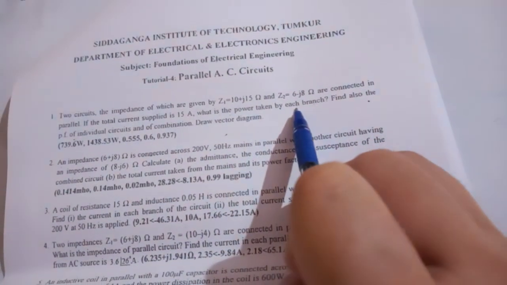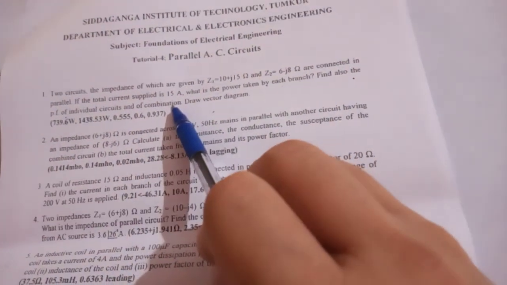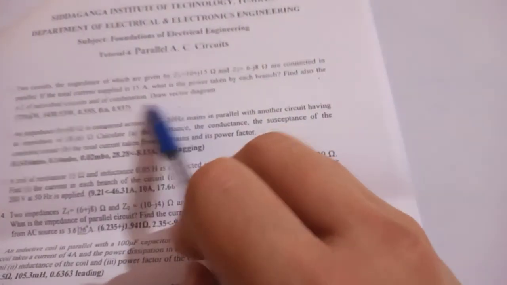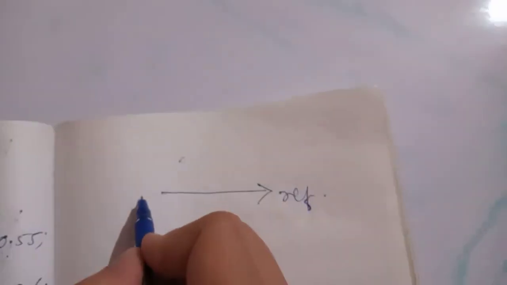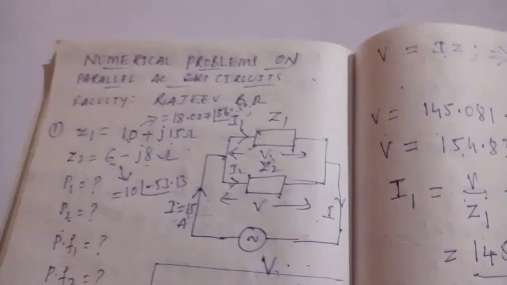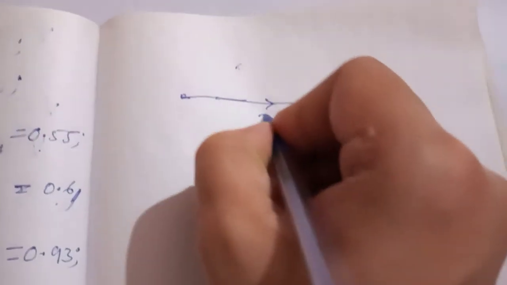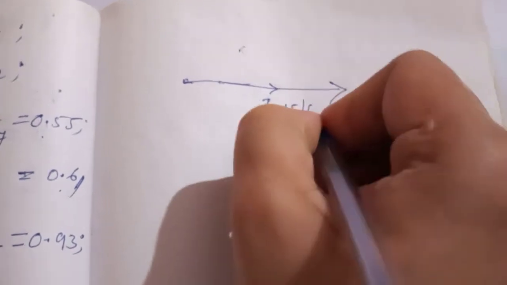Okay, so next, what else they have asked in the problem? What is the power taken by each branch? I have calculated. Find also the power factor of individual circuits and the combination. I have done it. I have to draw the vector diagram. For that, I will take a reference. At the start of the problem itself, I told you I am taking current as reference, 15 at an angle 0 degree. So the total current I total is equal to 15 at an angle 0 degree.